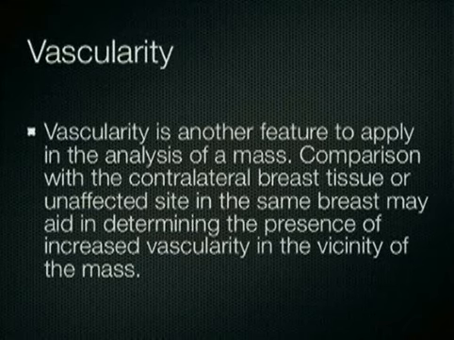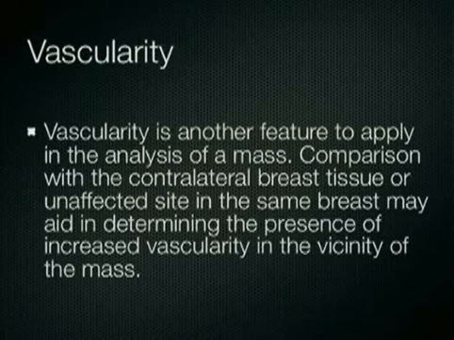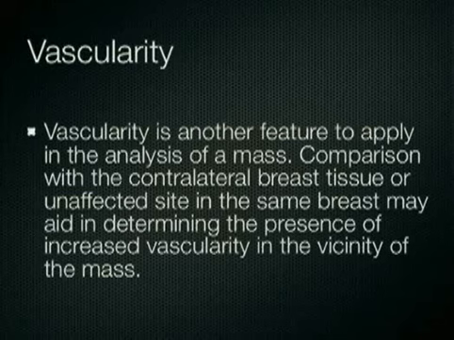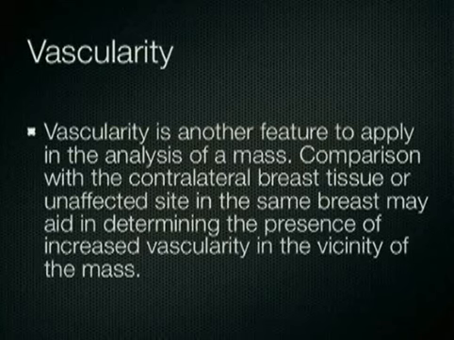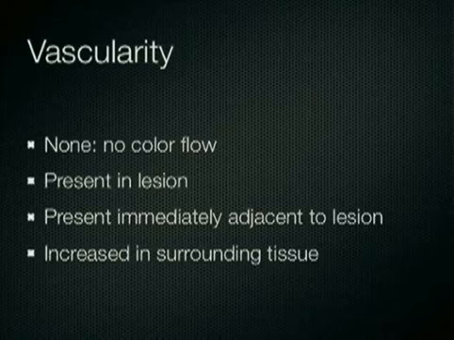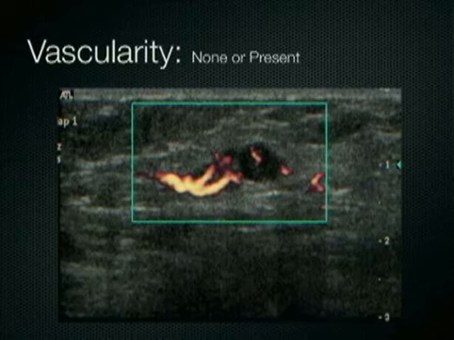Finally, the BIRADS ultrasound lexicon comments on descriptors to describe vascularity within a mass. Vascularity is normally compared with the contralateral breast in a similar location, or within the same breast in an area of normal tissue, comparing the vascularity of the mass with the reference tissue. Descriptors for vascularity include none, no flow seen with color imaging, flow within the lesion, flow immediately adjacent to a lesion, or generally increased flow in the surrounding tissue.